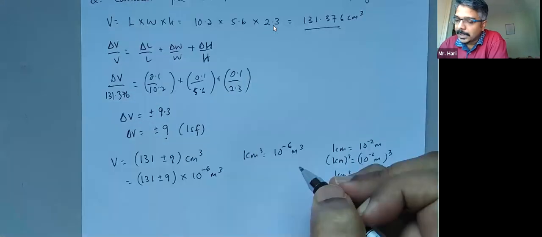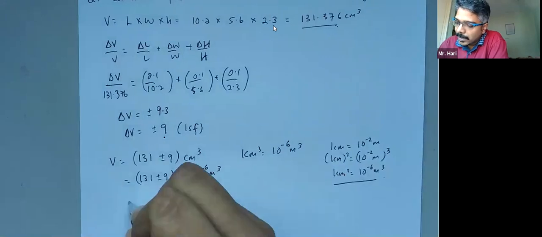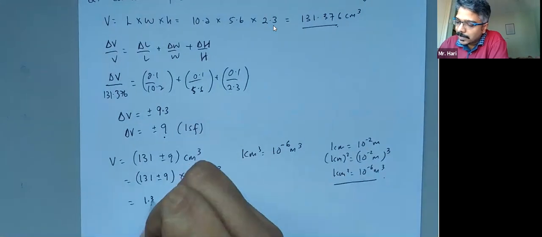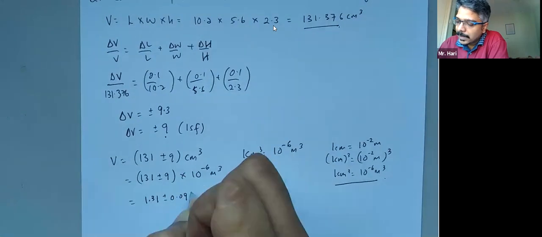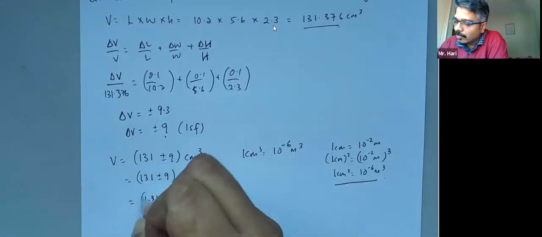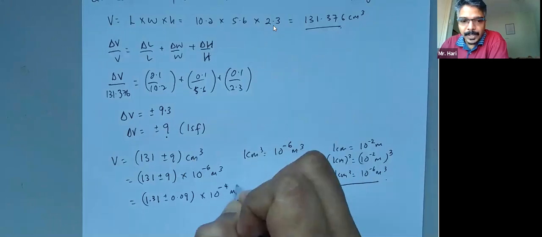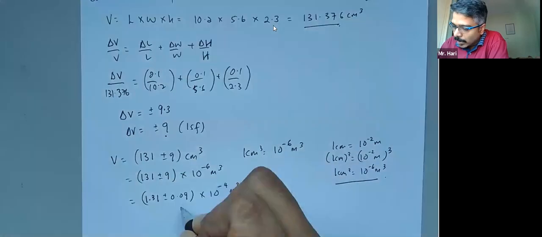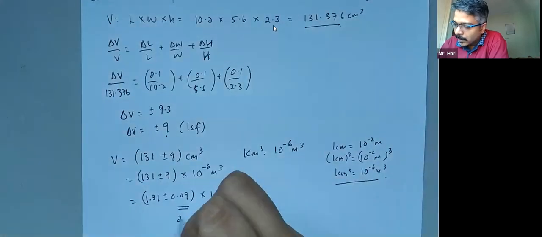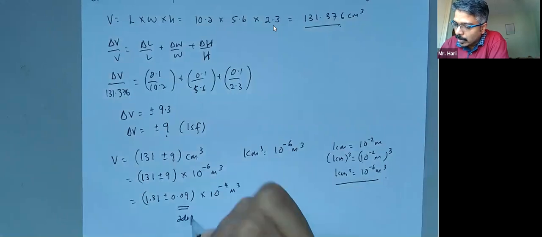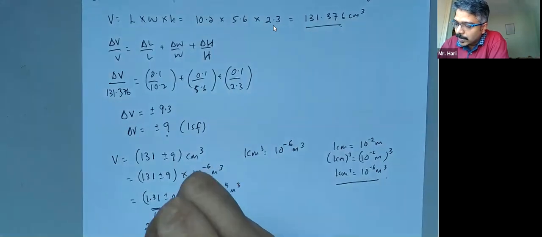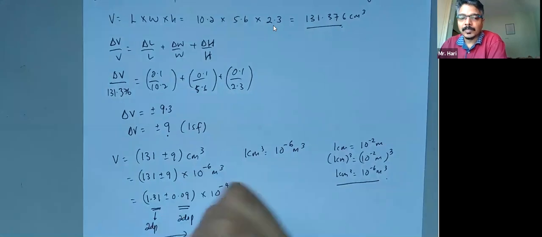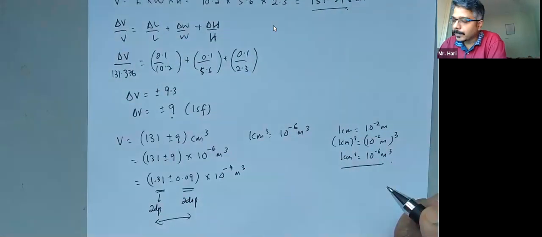And to put it in the correct format, 1.31 plus minus 0.09 times 10 to the power of negative 4 meter cube. Okay, so I remove the 100 from these two values and multiply with 10 to the power of negative 6, I get 10 to the power of negative 4. And if you notice, this is 2 decimal points, and this is also 2 decimal points. So the decimal points must be synchronized. Okay.